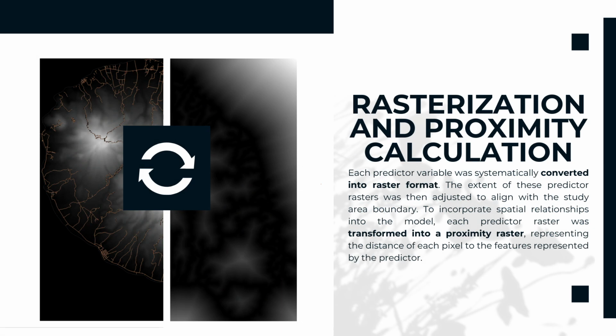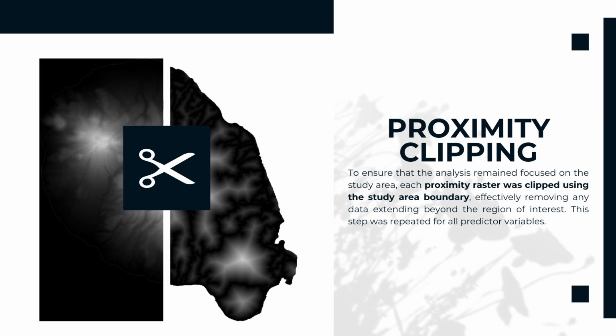Each predictor variable was systematically converted into raster format. The extent of these predictor rasters was then adjusted to align with the study area boundary. To incorporate spatial relationships into the model, each predictor raster was transformed into a proximity raster, representing the distance of each pixel to the features represented by the predictor. To ensure that the analysis remained focused on the study area, each proximity raster was clipped using the study area boundary, effectively removing any data extending beyond the region of interest. This step was repeated for all predictor variables.